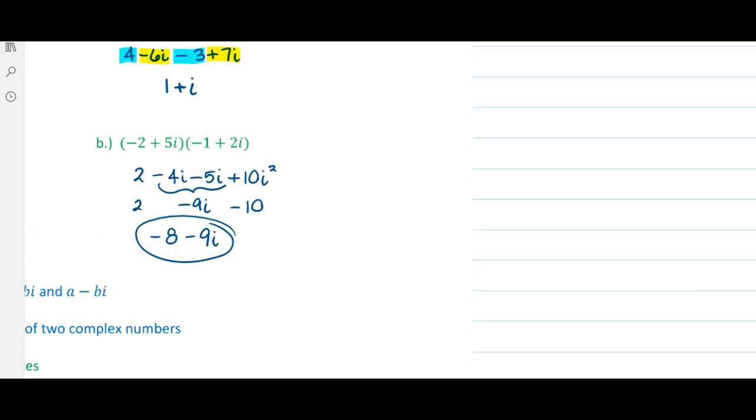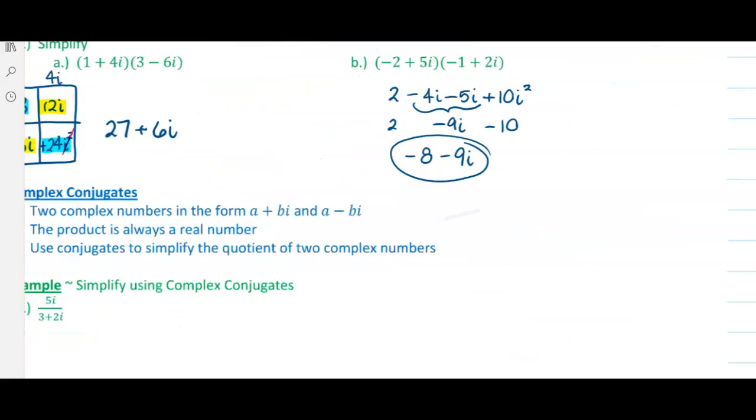I did not use the box method for this one, I just FOILed it and had my inner and outer terms, which combined to negative 9i. Plus 10i squared is the same as minus 10. 2 minus 10 is negative 8, and then the imaginary part.